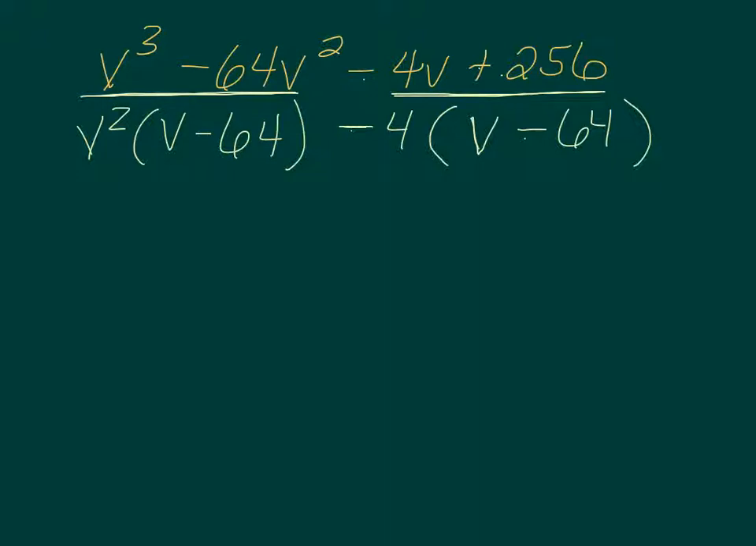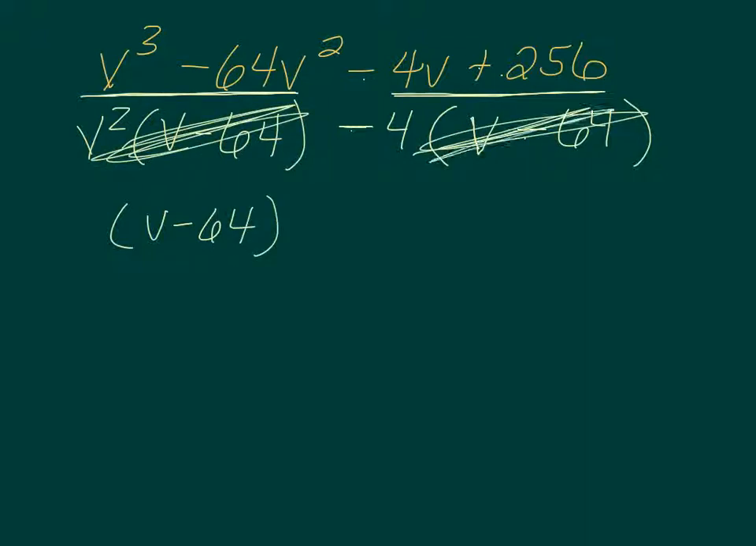Now the expression that's in parentheses is the same, so I'm going to factor that out, and then I'm going to write what's left after I get rid of v minus 64. What do I have left? I have v squared minus 4. So v minus 64, that's pretty much not factorable.